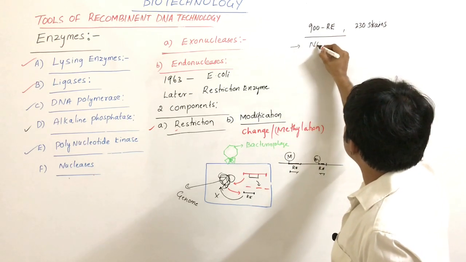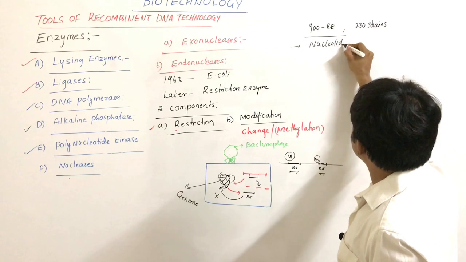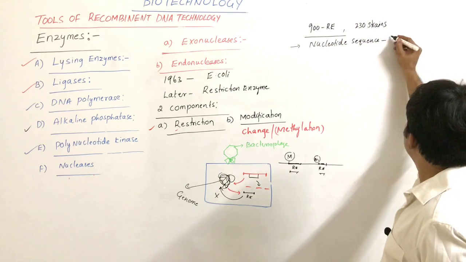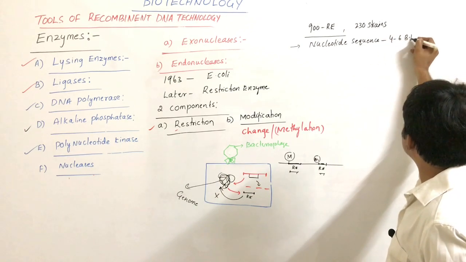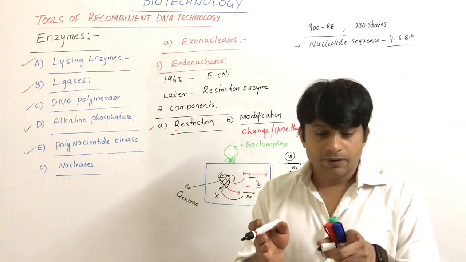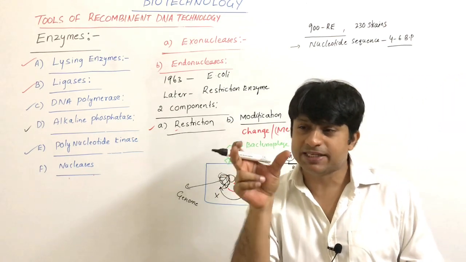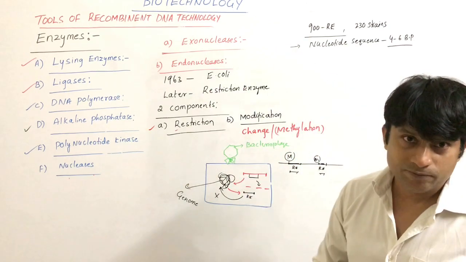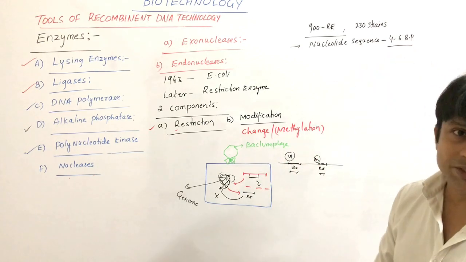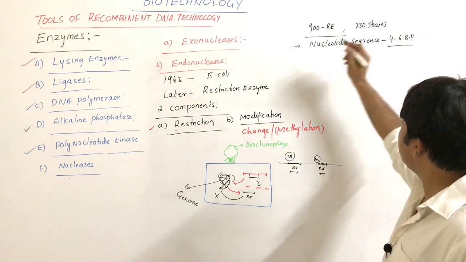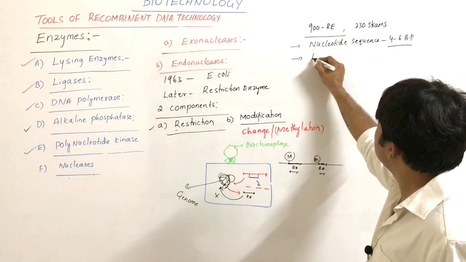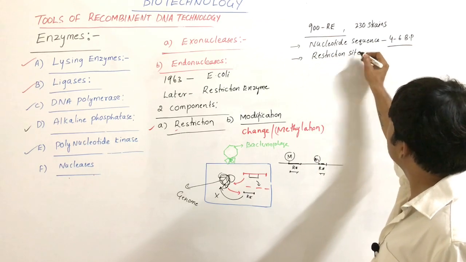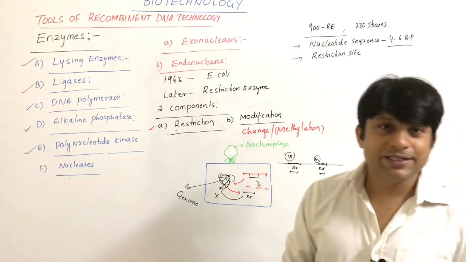nucleotide base sequence of 4 to 6 base pairs long. Every restriction enzyme has a specific sequence. It will identify that specific sequence and cleave the DNA. Now this sequence that the enzyme identifies is called the restriction site. So for that reason, these enzymes are called restriction enzymes.